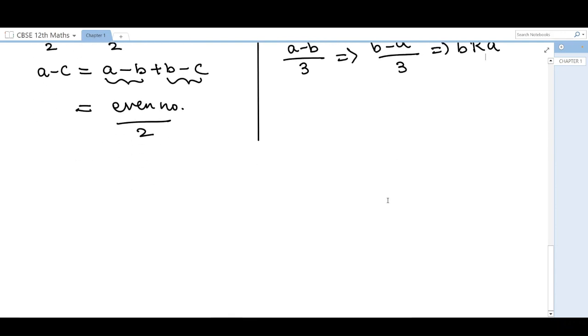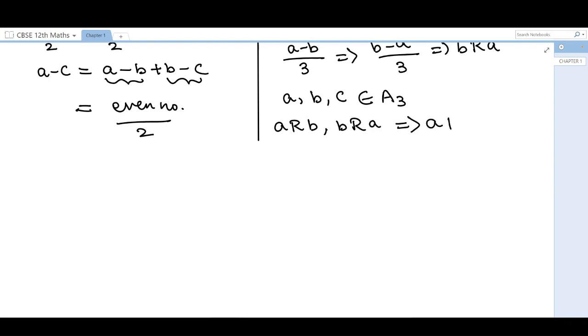Moving on to the third one, transitive. If you take three elements from the set, say a, b and c, such that a is related to b and b is related to c, it should imply that a is related to c.